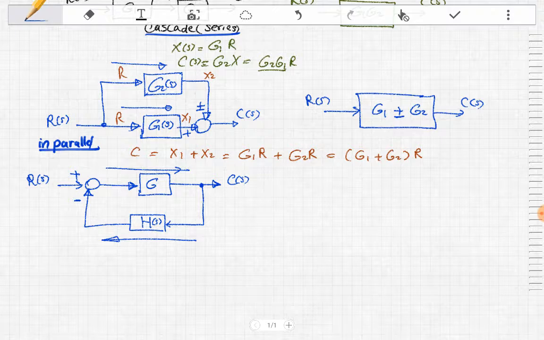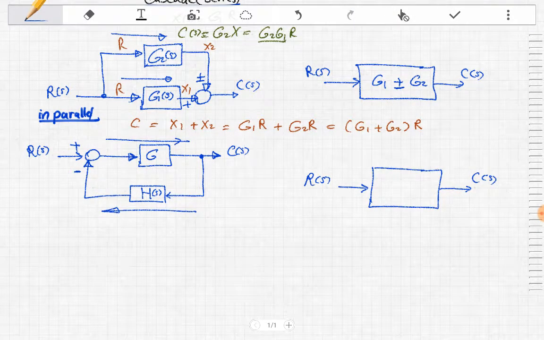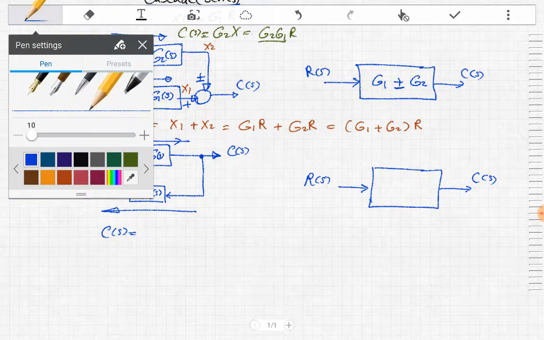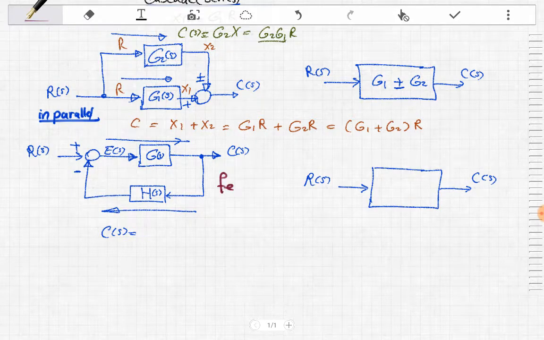How do you reduce this one to only one block? We want to have only one block. The input is R of S and the output is C of S. For simplicity, we are going to call this signal E of S. And usually you call E of S the error signal, right? It's the difference between the reference and the output of the sensor. So what is C? But before we forget, we call this a feedback loop.